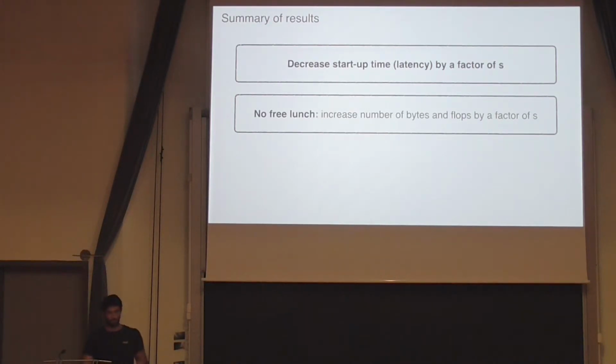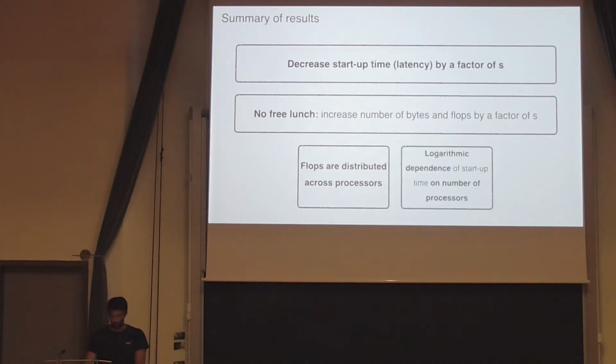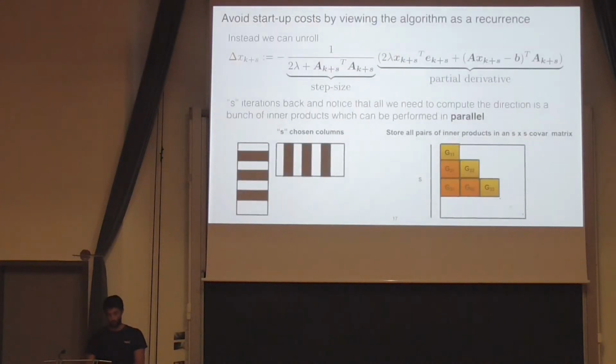So we decrease latency by a factor of S, but we increase the bytes or the bandwidth of the algorithm and the flops by a factor of S. So if latency is the bottleneck, then we expect to see some speed-ups. Flops are distributed across the processors, and it's a nice thing that we can show that the startup time, the latency cost, essentially has logarithmic dependence on the number of processors, which means that we get good scalability with respect to the number of processors.